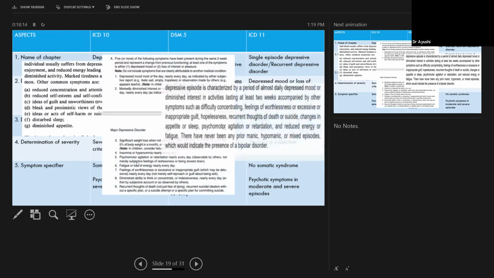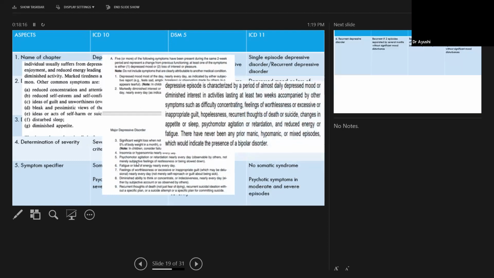And for ICD-11, depressive episode is characterized by a period of almost daily depressed mood or diminished interest in activities lasting at least 2 weeks, accompanied by other symptoms such as difficulty concentrating, feelings of worthlessness, or excessive and inappropriate guilt, hopelessness, recurrent thoughts of death or suicide, changes in appetite or sleep, psychomotor agitation or retardation, and reduced energy or fatigue.